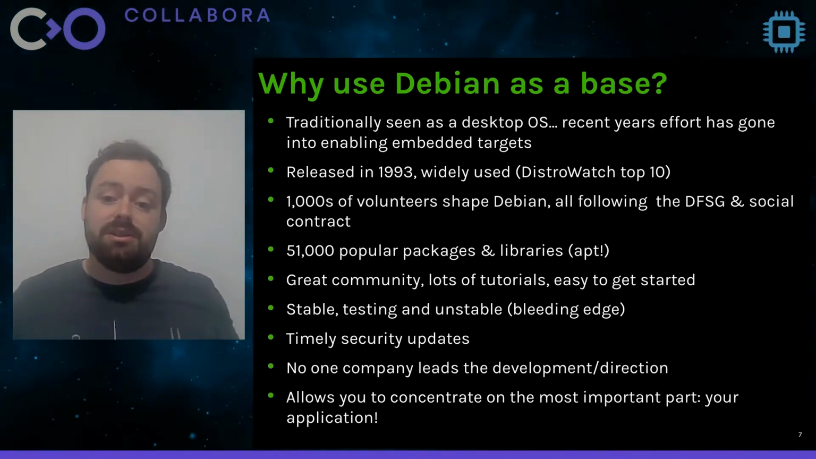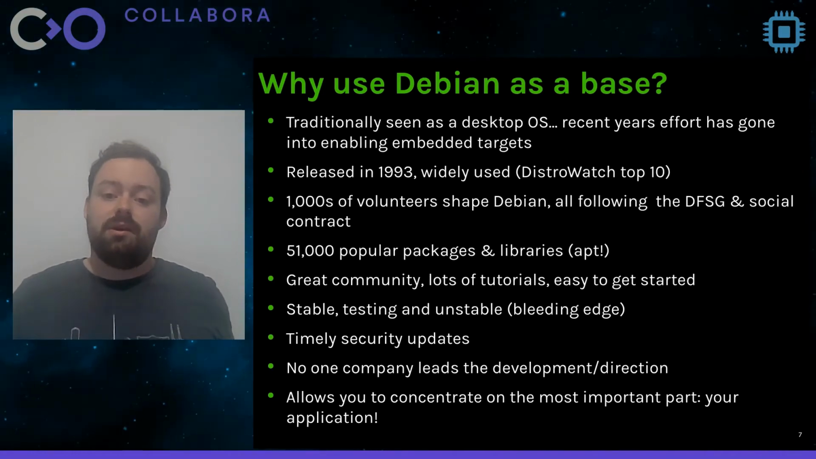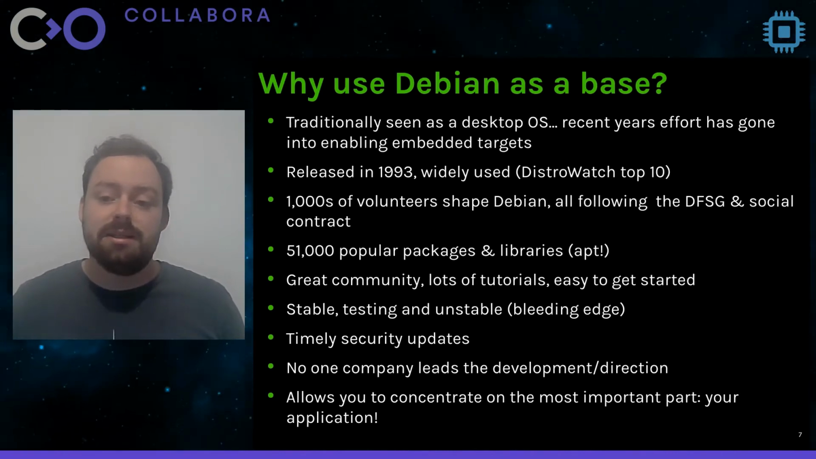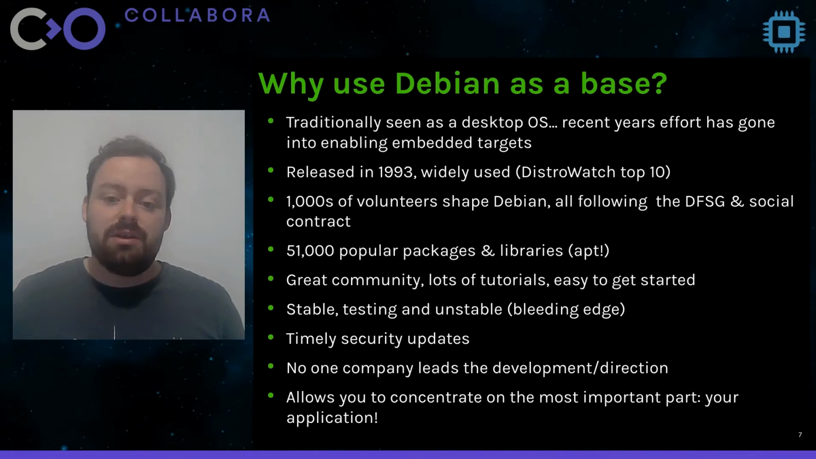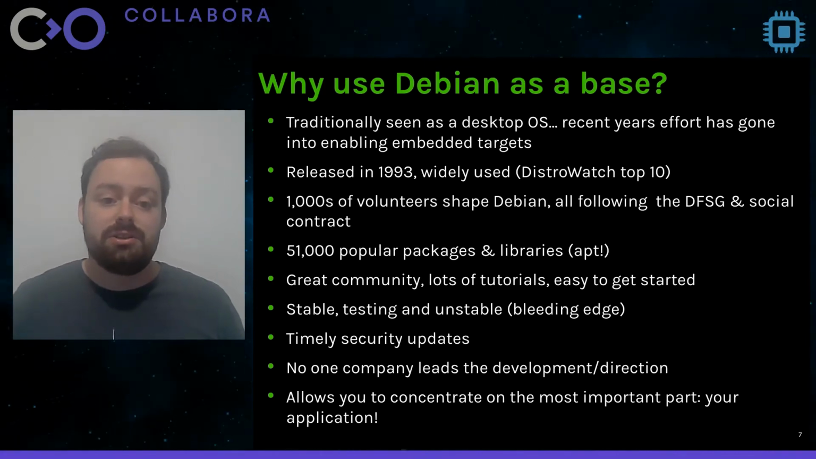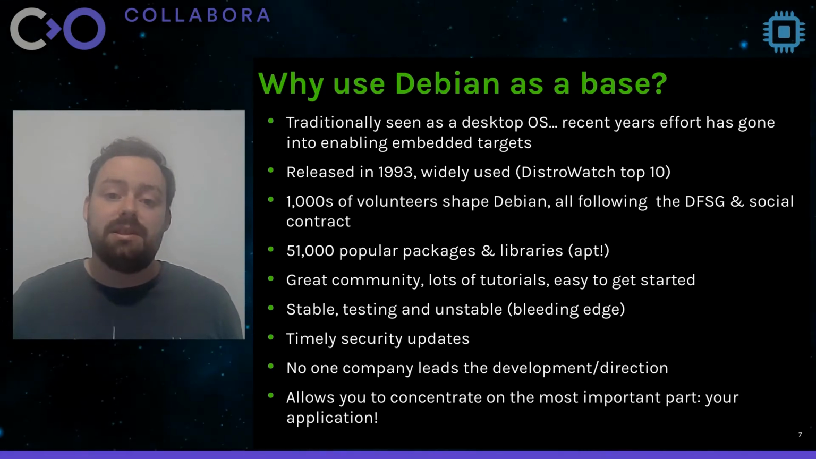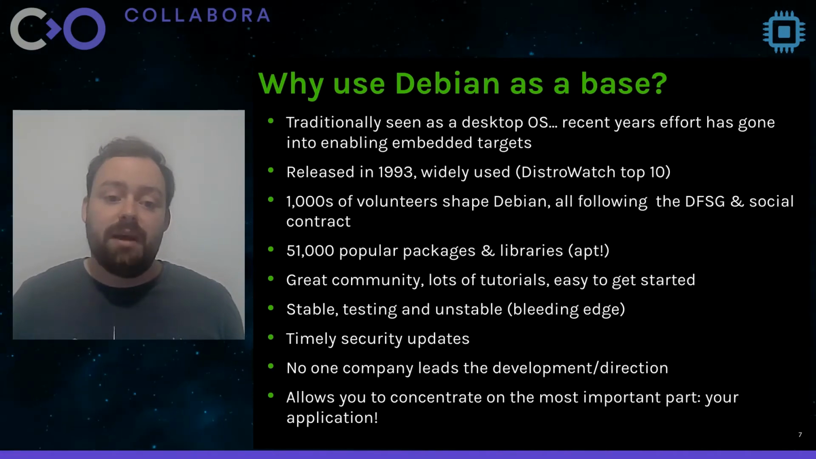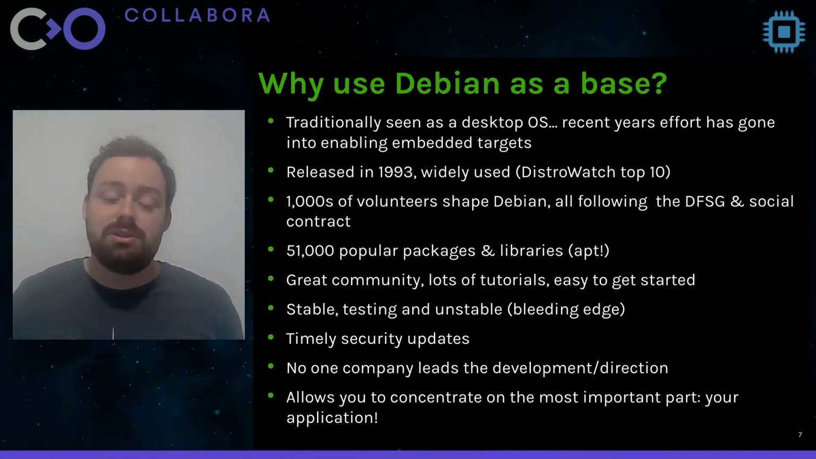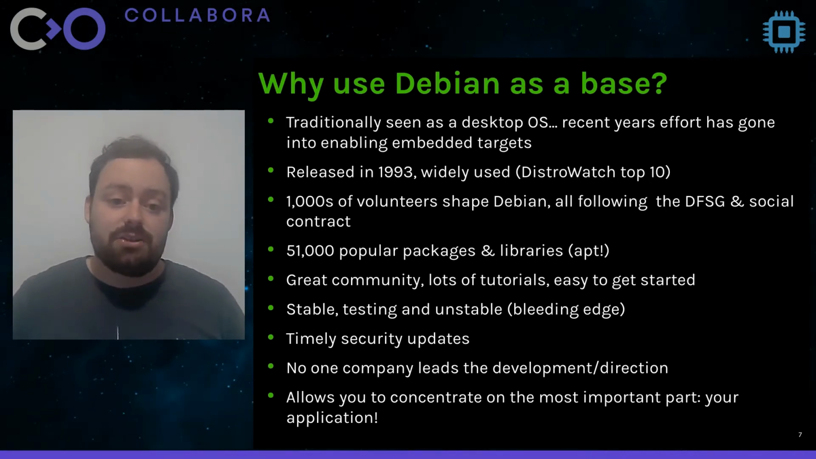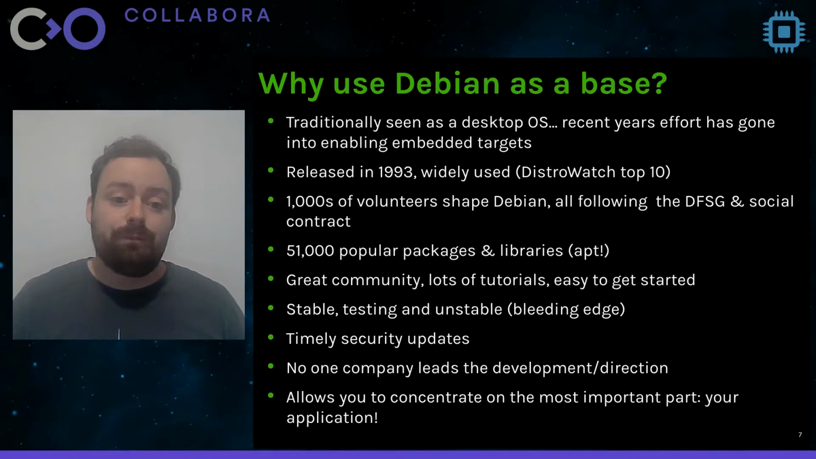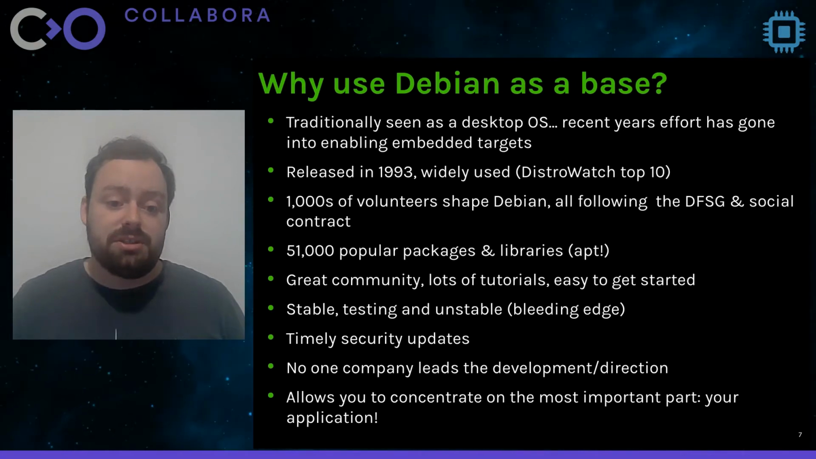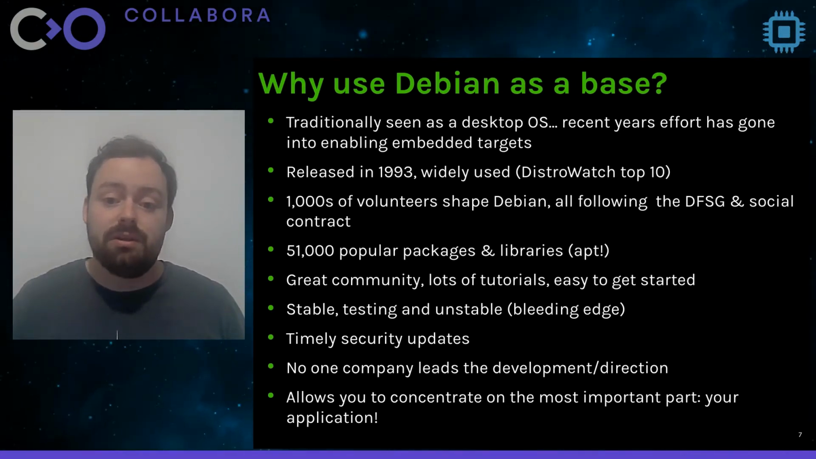Debian was released in 1993 and it's widely used. There are lots and lots of volunteers who shape Debian, Debian developers, Debian maintainers, and they follow a social contract called the Debian Free Software Guidelines, which basically means that all developers work to a common set of rules, and they're free to change these rules so long as the changes make sense. I think that's a great way of working. It's really community spirit. You're not being forced into doing things that you don't want to do by large corporations. It's all owned by the community, so I think that's really nice.